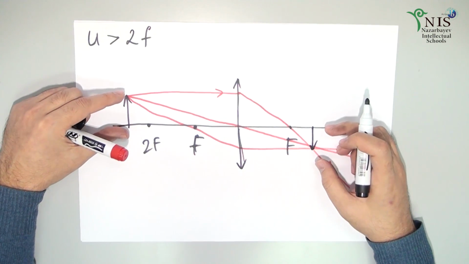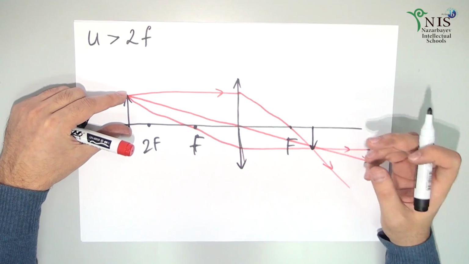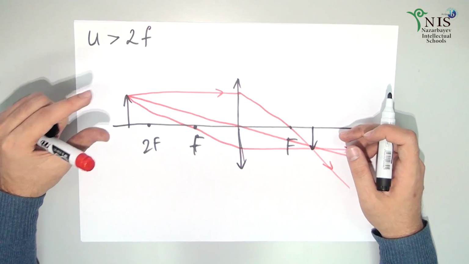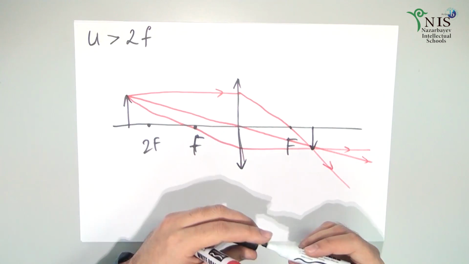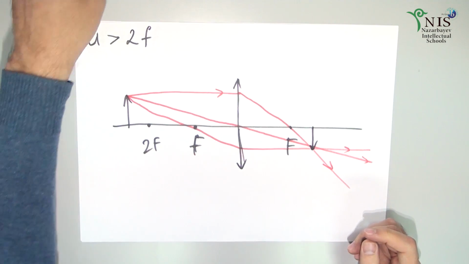And if you compare the sizes of the images, this is bigger than this, and we say, actually we represent images by three characteristics, and I'm going to use the same terminology later.